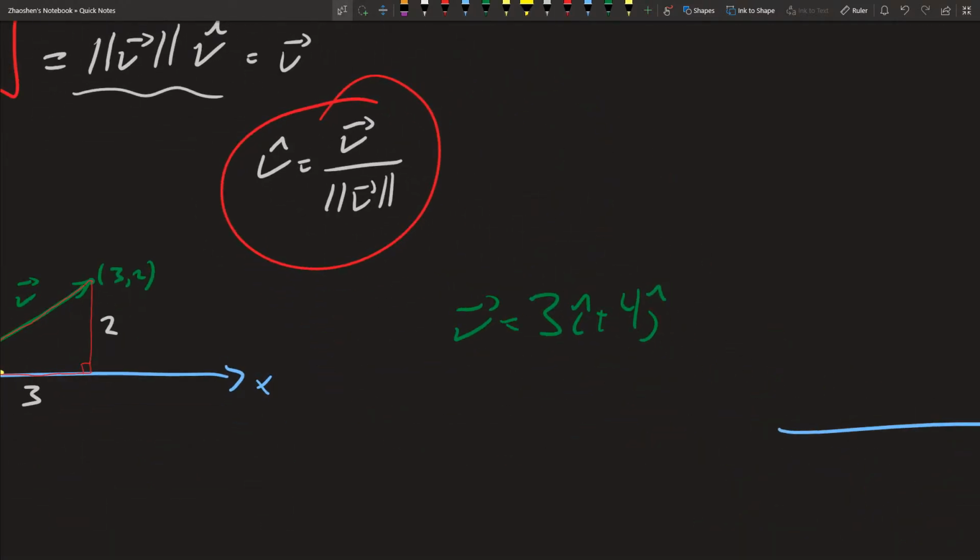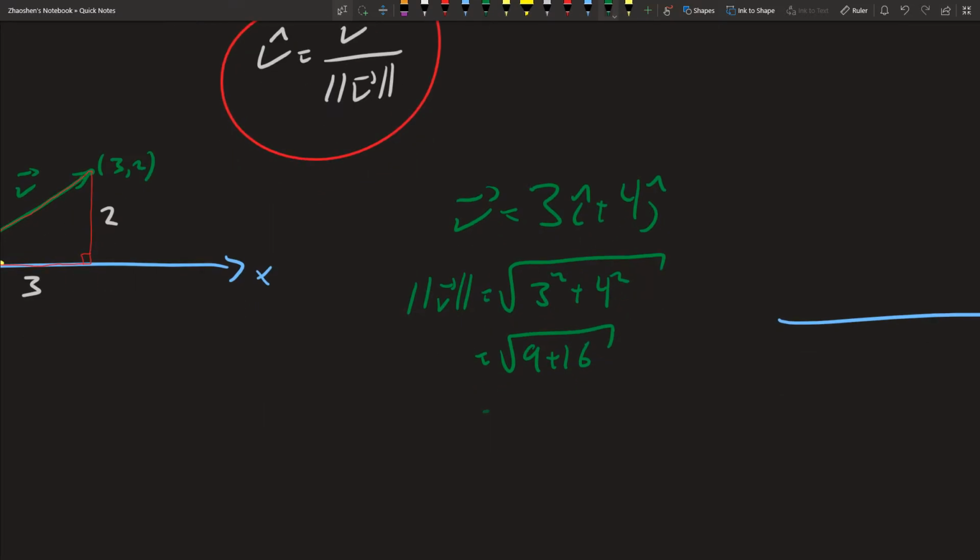So we already have v. Let's find the magnitude of v. The magnitude of v is by the Pythagorean theorem, 3 squared plus 4 squared equals the square root of 9 plus 16, equals the square root of 25, equal to 5. You should always remember it's a 3, 4, 5 triangle.